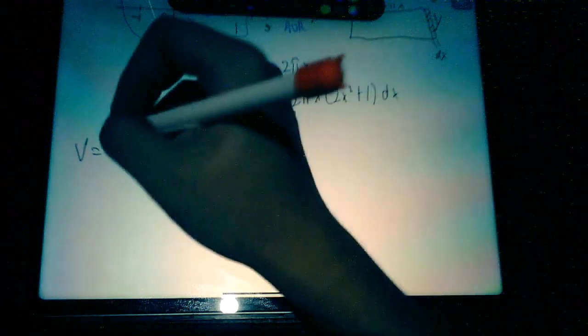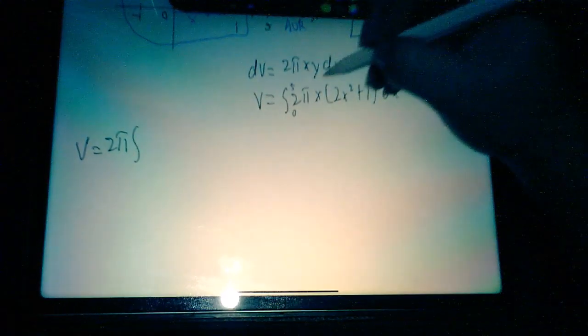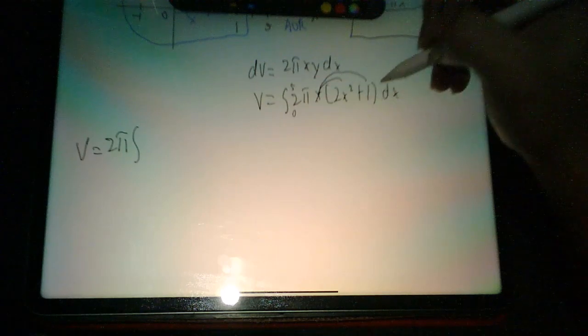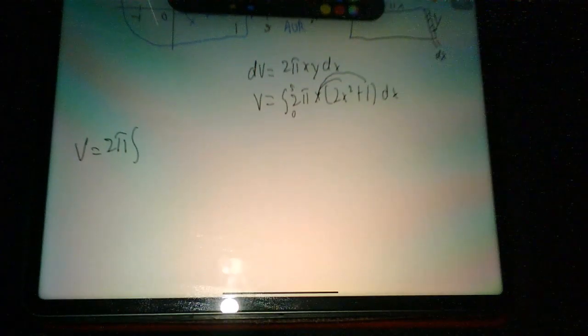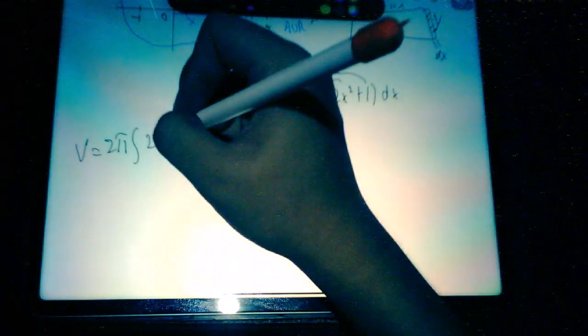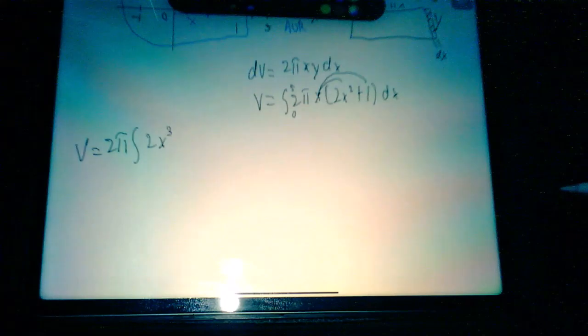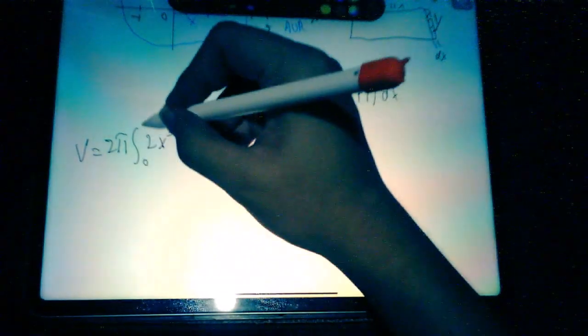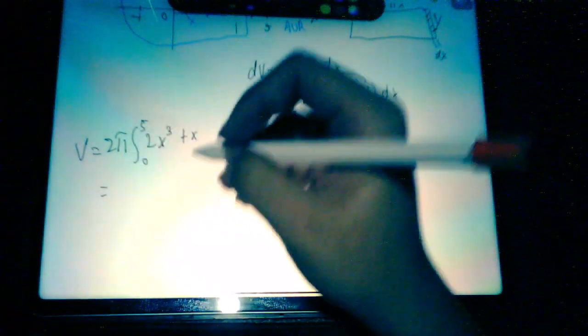So let's put 2 pi outside, and then we integrate. By multiplying x with 2x squared and 1, to make it more simple, our problem here is just equal to 2x cubed plus x, from limits 0 to 5. Now the integration of this is just easy.